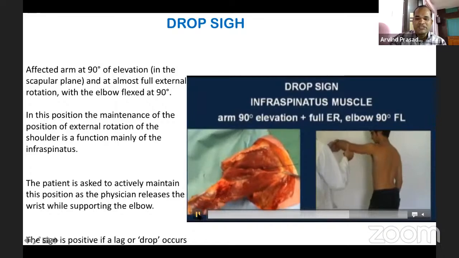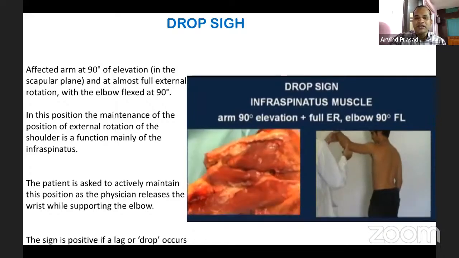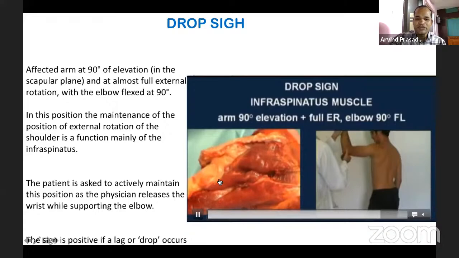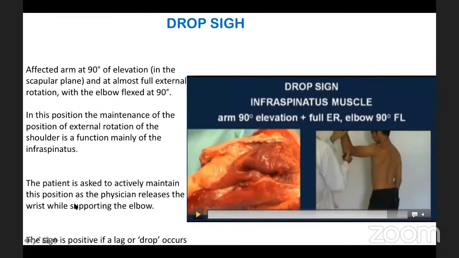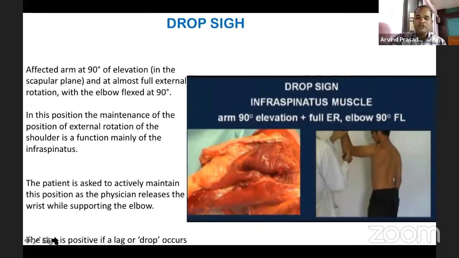So this test is done for the infraspinatus and teres minor. Here you can see the external rotation is done by the teres minor and the infraspinatus. So if the patient is unable to keep the arm in this external rotation position, this is called the drop arm sign, the drop sign test.